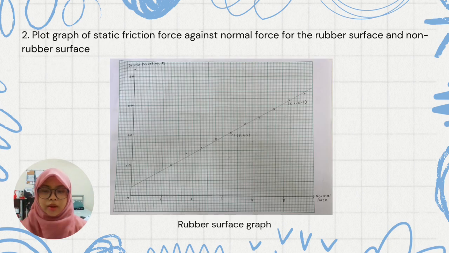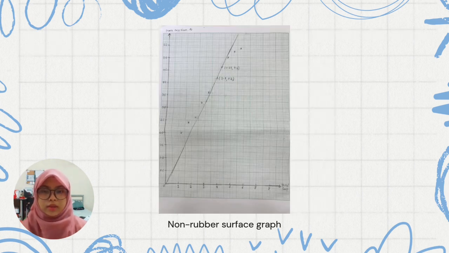In the next part of the analysis, we have to plot a graph of static friction force against normal force for the rubber surface and non-rubber surface. As you can see, in the center, we have the graph of static friction force against normal force for the rubber surface. And this is the graph of static friction force against normal force for the non-rubber surface.